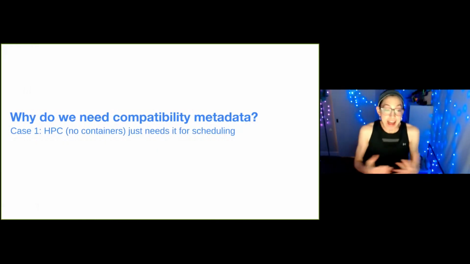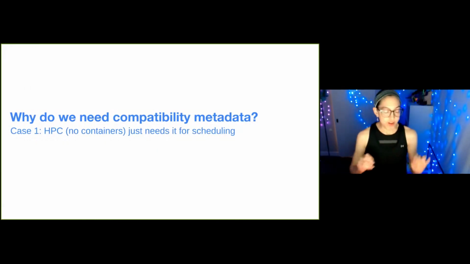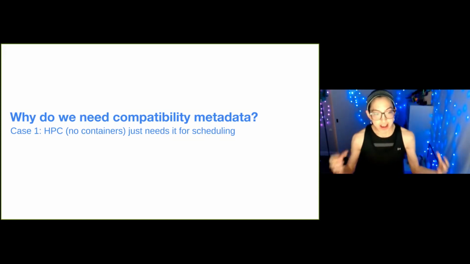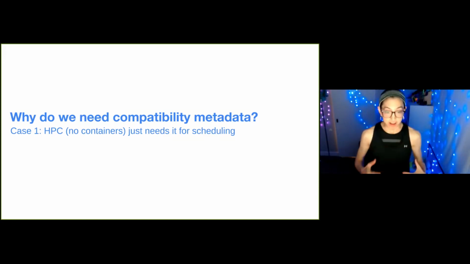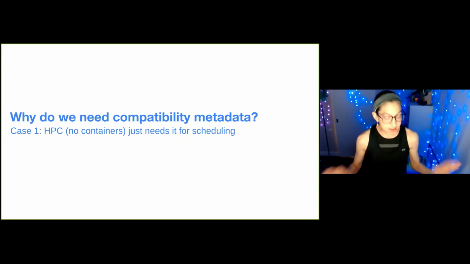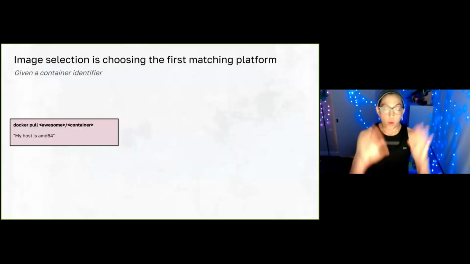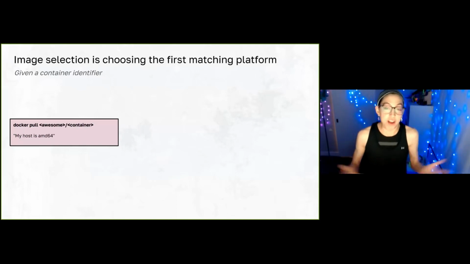So let's talk again. Now with that generic use case, we can actually break down more into different contexts. The first context is like, okay, I'm running on HPC and I don't have containers. Guess what? The image selection step is gone. Why? Let's talk about what image selection actually means when you're interacting with a registry.